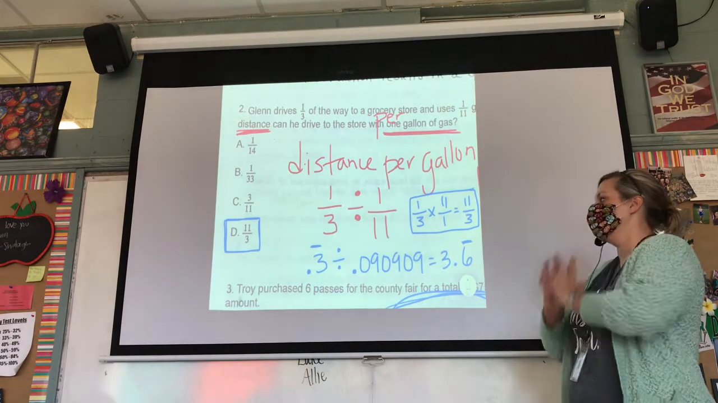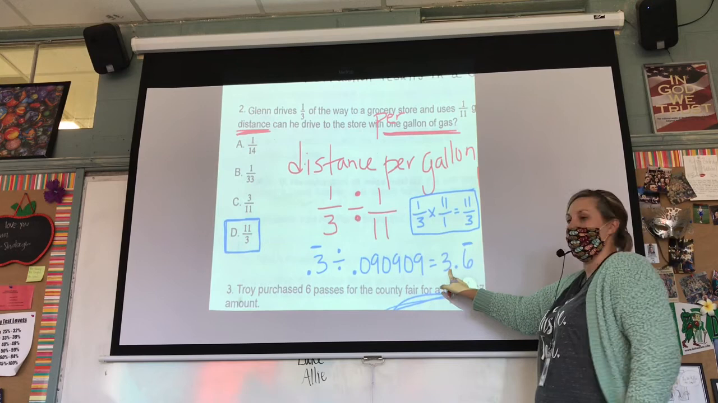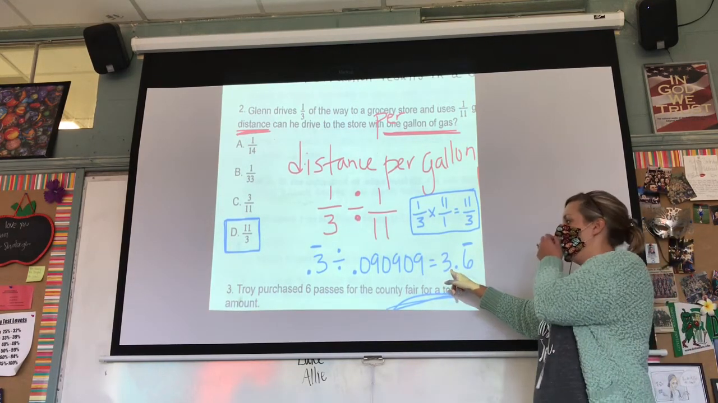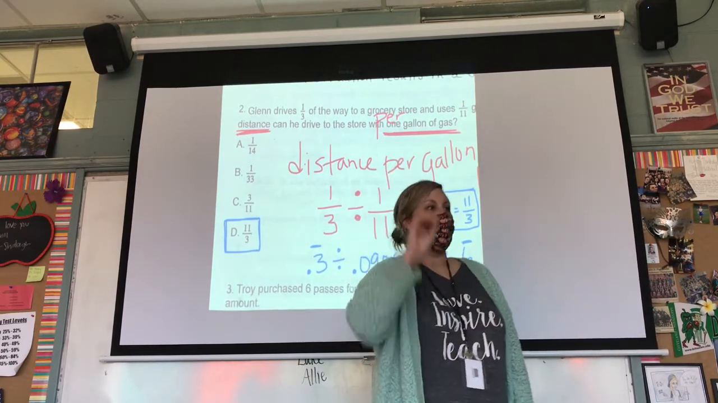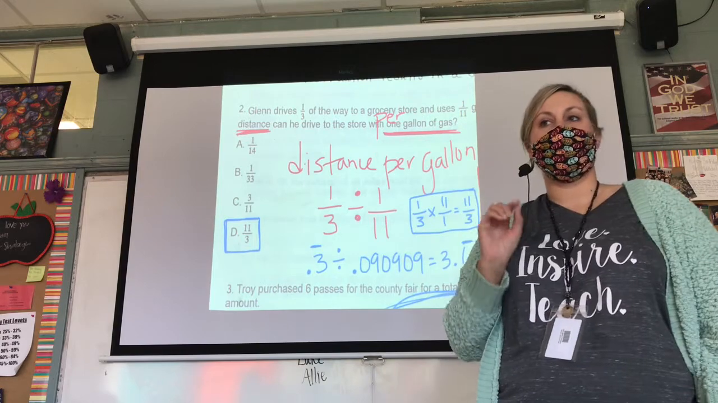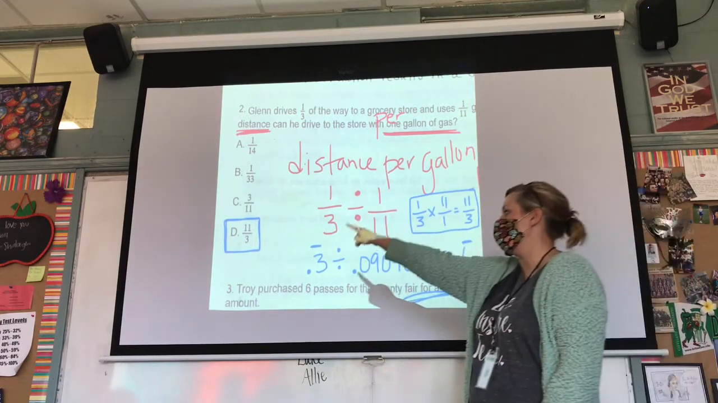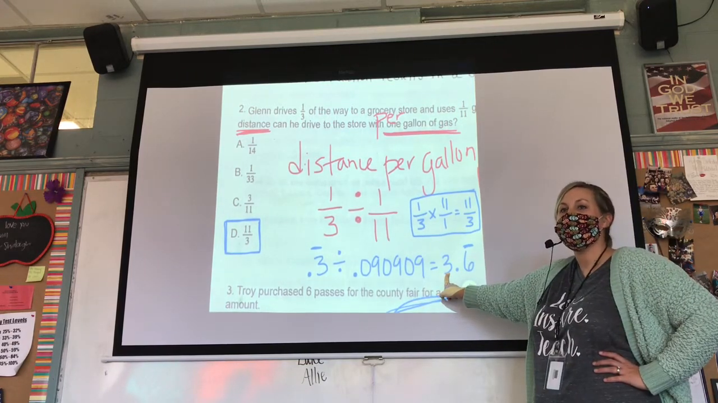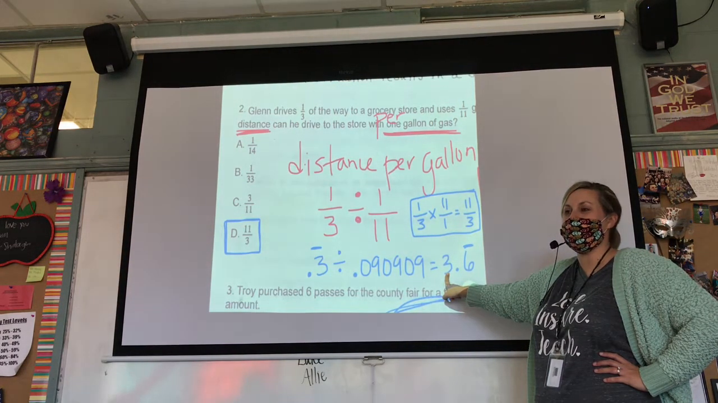Here's what I want to know. After we divided and we got 3.6, how could we have known that D was the answer without working any of the answer choices out? Van Bibber. How could we have known that D had to be the one that matched up to this? Christian, what do you think?